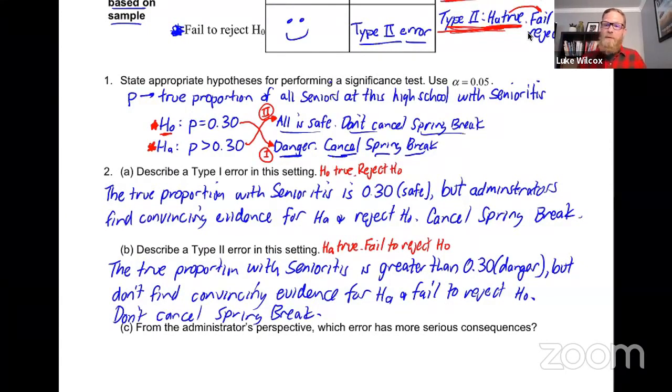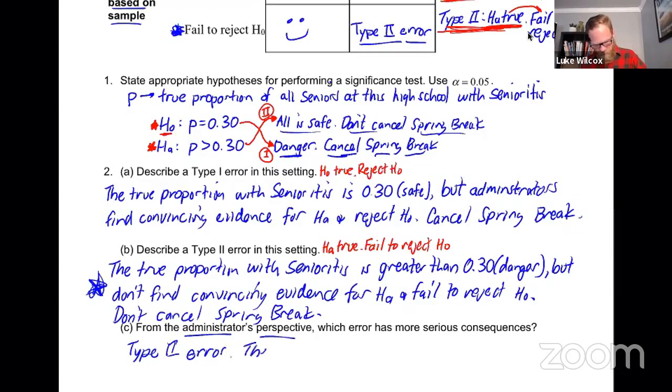But let's flip our perspective now and think from the perspective of the administrators. It says from the administrator's perspective, which error has more serious consequences? Well, definitely here, type 2 error is the one that the administrator wants to avoid, because that's the case where senioritis is actually very high and it's dangerous, and they still send kids off to spring break, where we know the senioritis is going to get much, much worse. So we're going to say here that the type 2 error is the one with the more serious consequences.